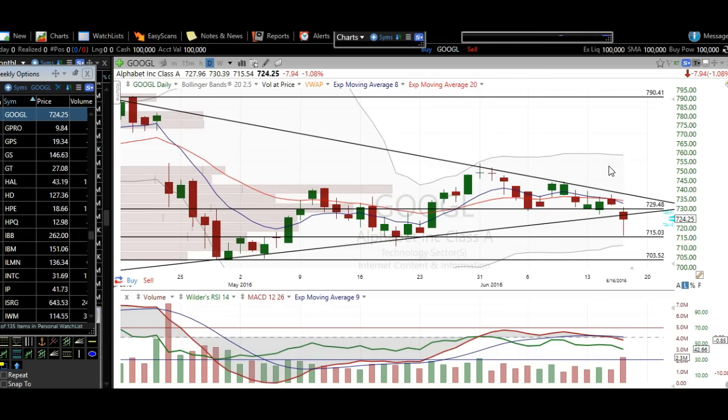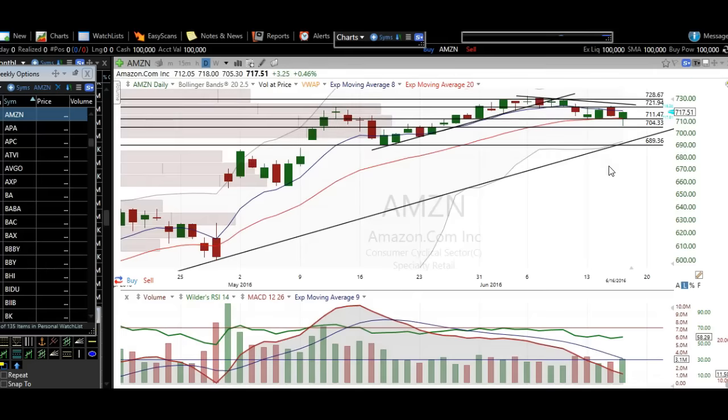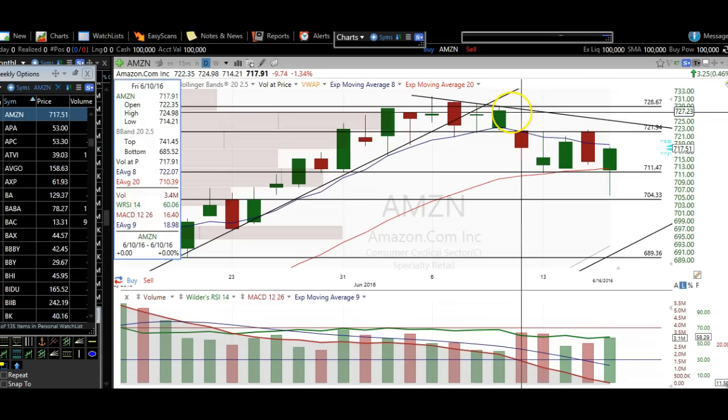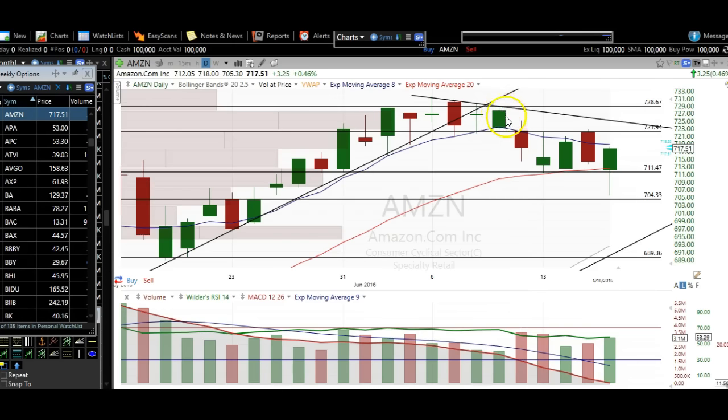Next, I want to cover Amazon. So Amazon, let's zoom into these levels right here. We've got a downtrend line above us, right around 722 or so is where that touch would be. We may want to pop back up and fill this gap up here at about 728 or so. It's the close of this candle where that gap is.